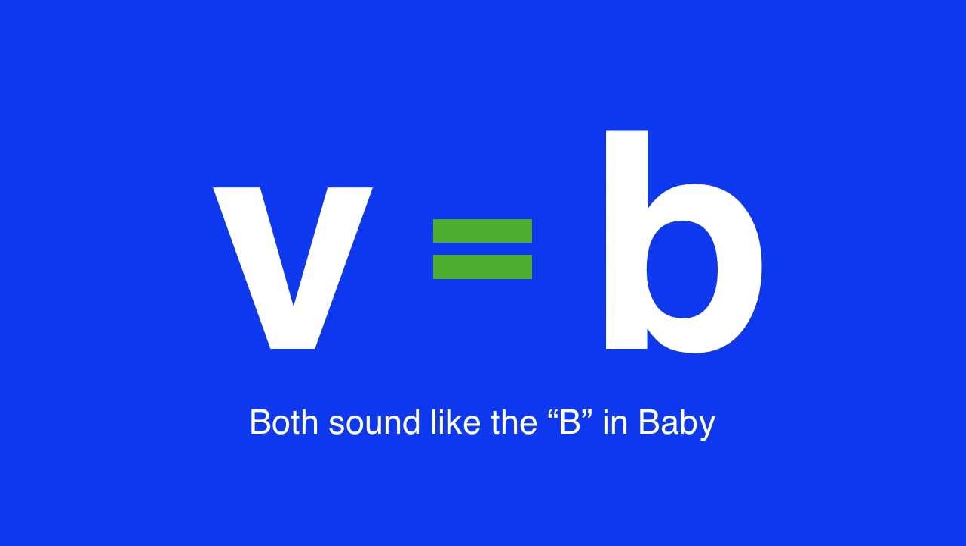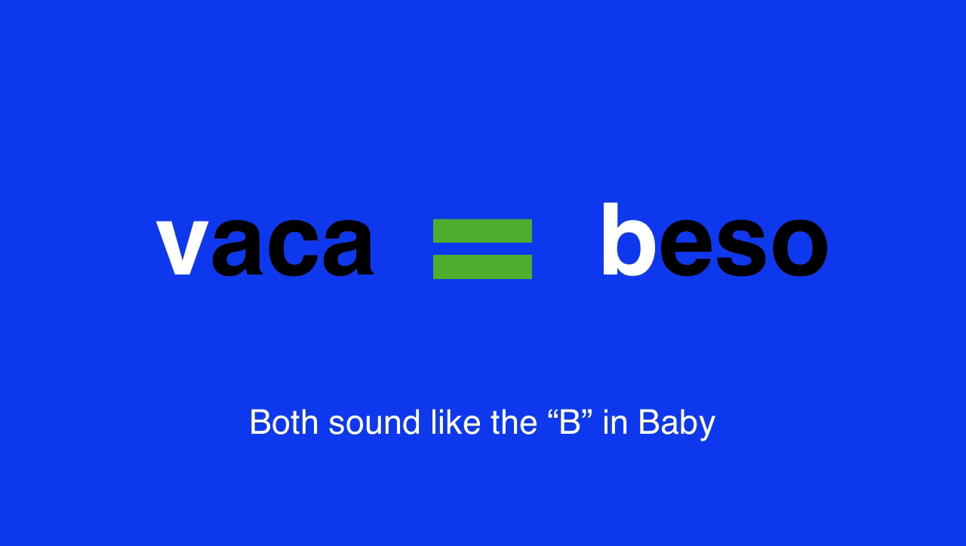Our next letter is B corta. In Latin America, both the V and the B sound like the B in baby. Some examples are vaca and beso.